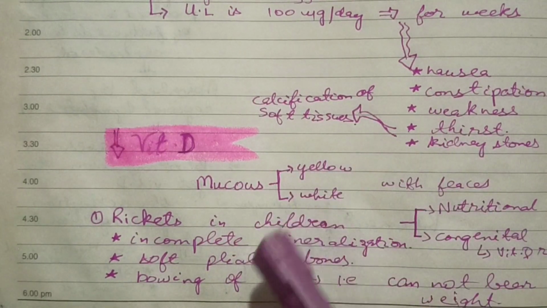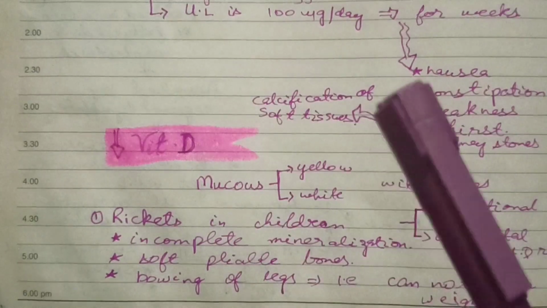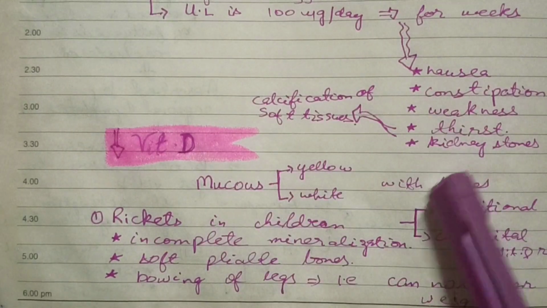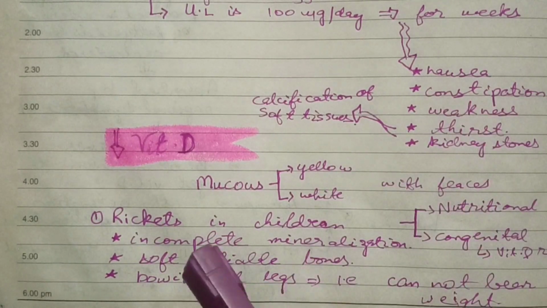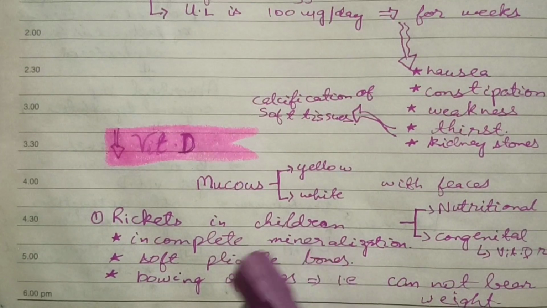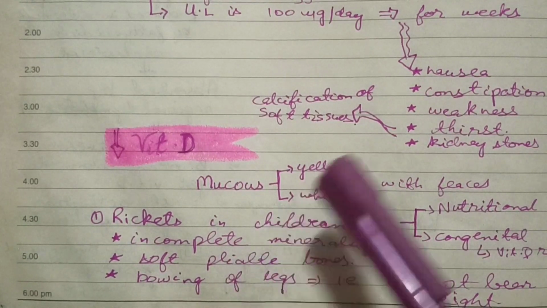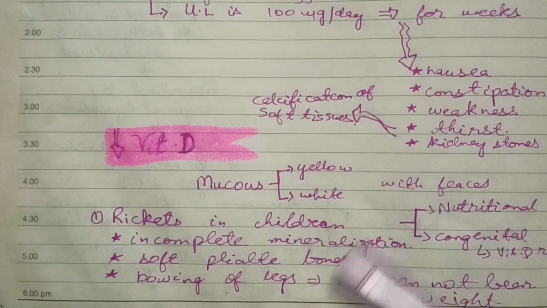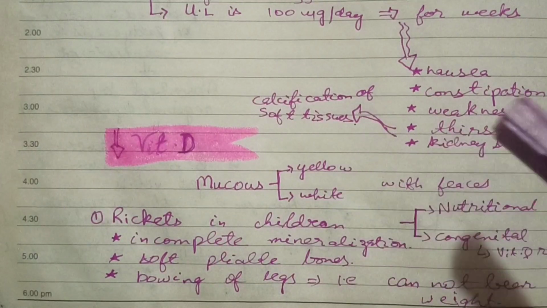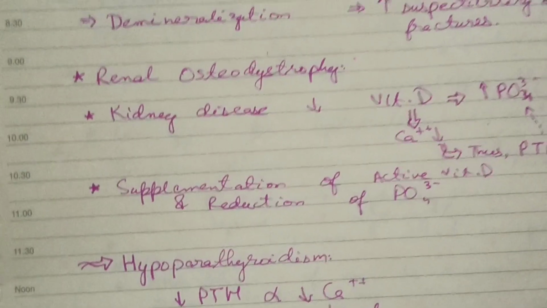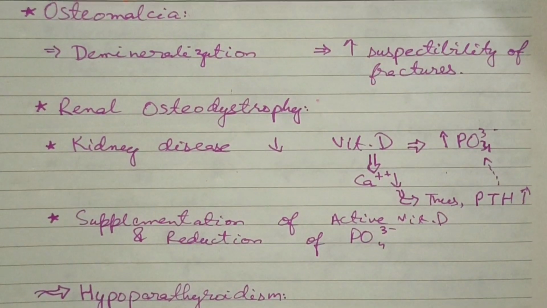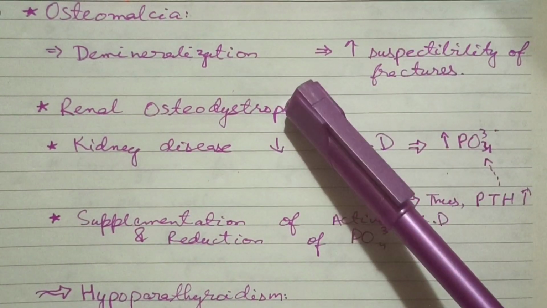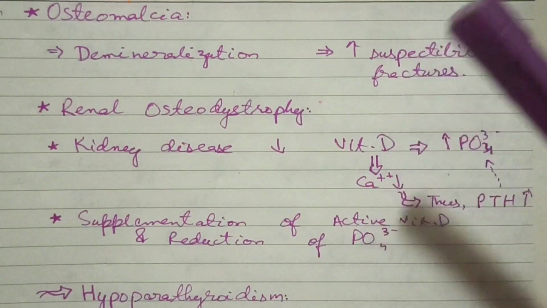Rickets is always in children, and if vitamin D is deficient in adults, it will be called osteomalacia. What will it be called? Osteomalacia. So rickets is manifested as incomplete bone mineralization, soft and pliable bones. Of course, bowing of legs, because the bones of the legs are not strong enough to bear the weight. Now coming towards osteomalacia. Osteomalacia is also manifested as demineralization of bones, and of course when the bones are demineralized, they are weak and more susceptible to fractures.